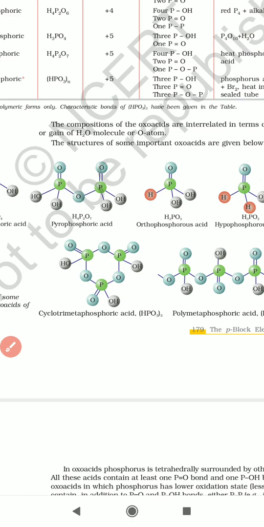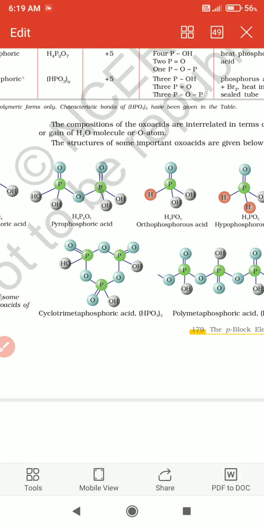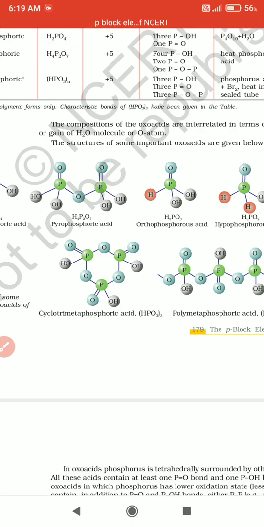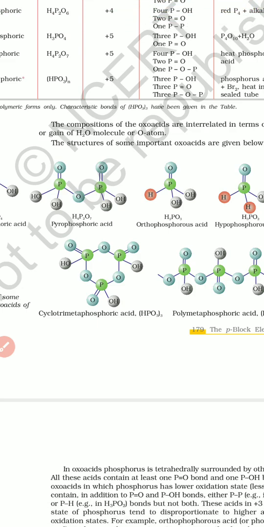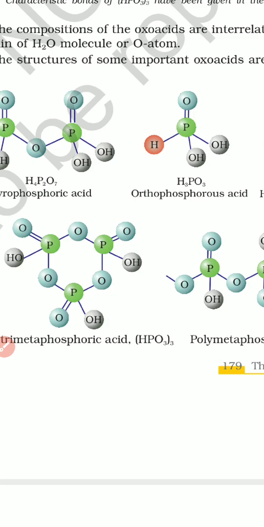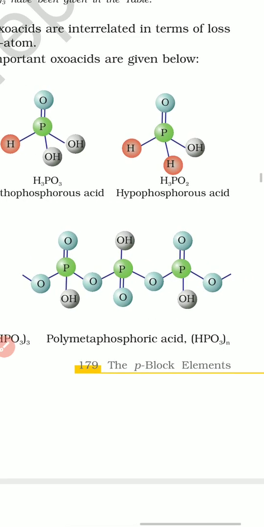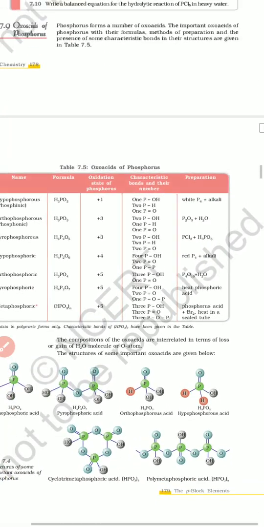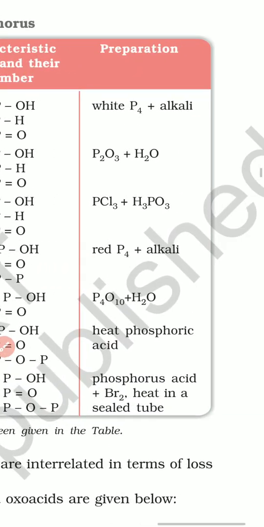While seeing that structure only, we are going to write the number of bonds, how many bonds are existing. While seeing this structure only, we conclude how many bond pairs are present, how many single bonds and how many double bonds are existing. Right? So let us see the remaining points.